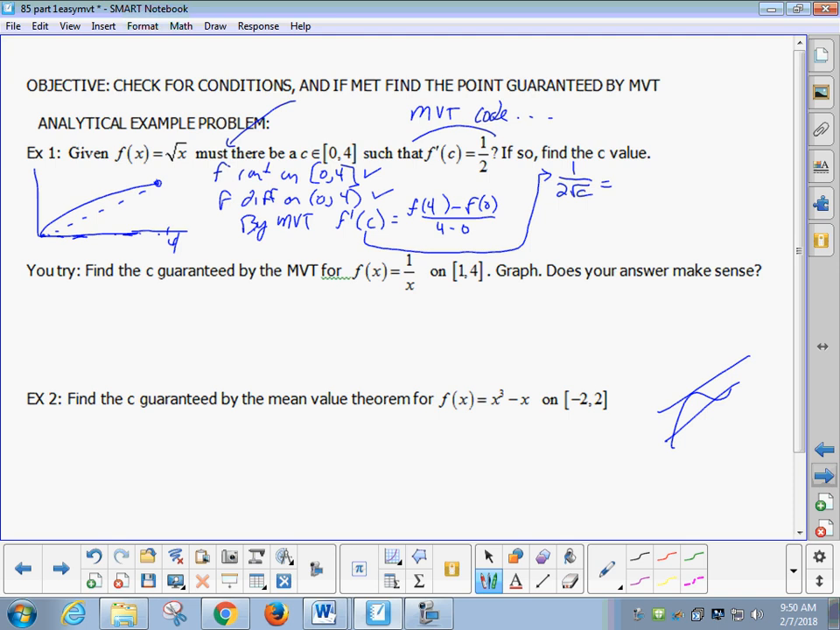F at 4. What's f at 4? 2. And f at 0? Over 4 minus 0. Well, that's obviously the must there be a place where the slope is 1/2. That 1/2 is not just some random number coming out. They're saying the average slope is 1/2. Where is the place where the instantaneous slope is 1/2? It's probably in here somewhere. Now we have to find it.